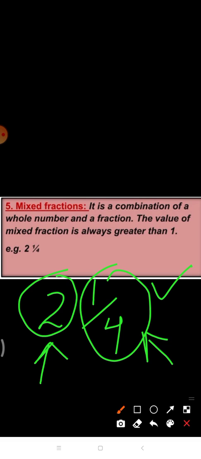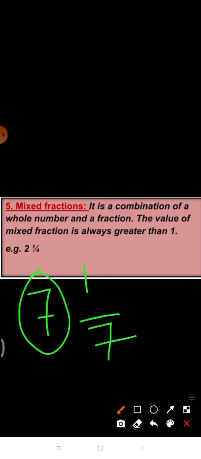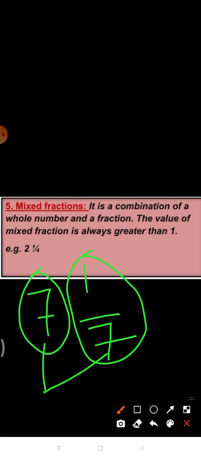Let's take another example. We have 7 1/7. So yes, this is also the combination of a whole number and a proper fraction. So remember, students, a number which is the combination of a whole number and a proper fraction is called the mixed fraction. The value of mixed fraction is always greater than 1.